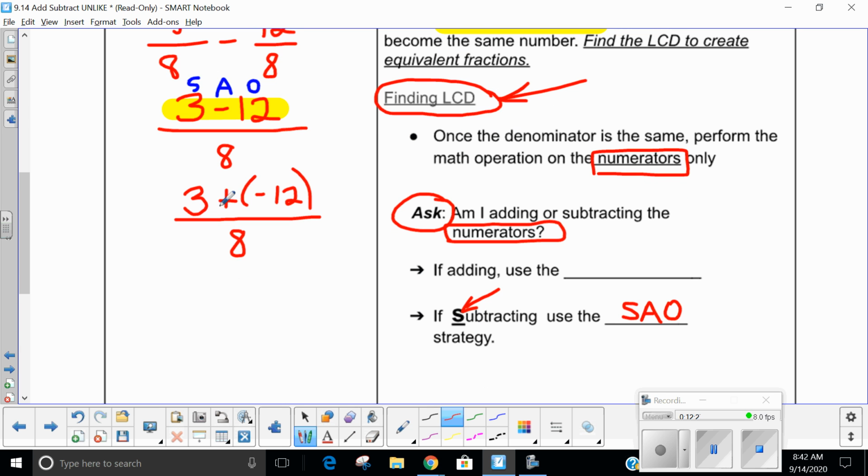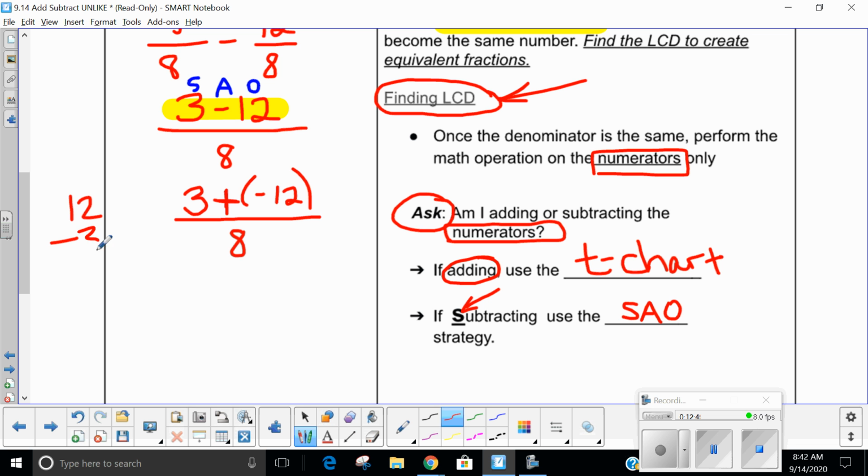Now, what are we doing here, you guys? What's happening in the numerator? Am I adding or subtracting? Now I'm adding, and I have to use what? The t-chart. So the t-chart tells me what to do if the signs are different. Because the signs are different. This is positive, this is negative. So we're going to subtract.